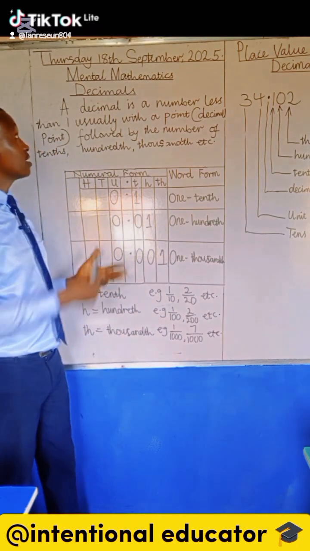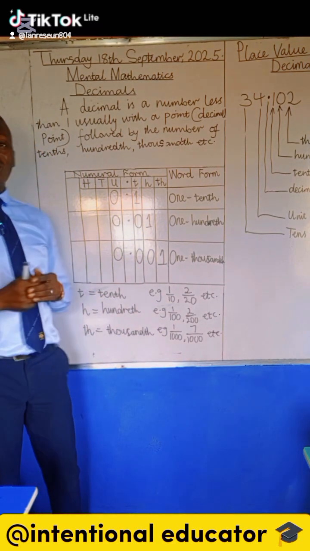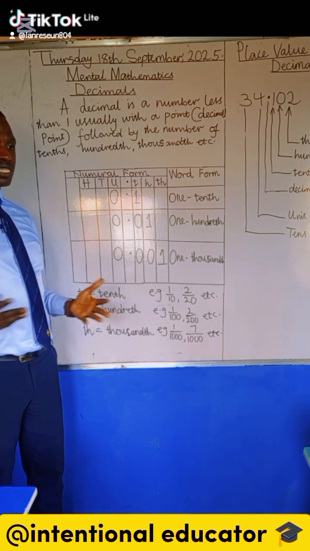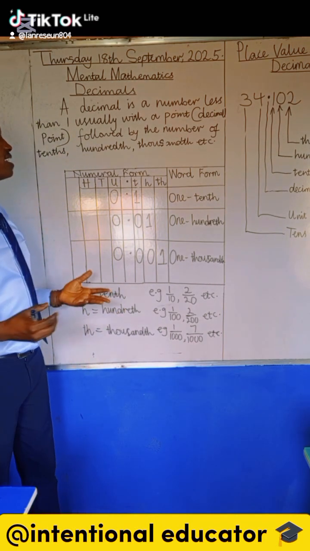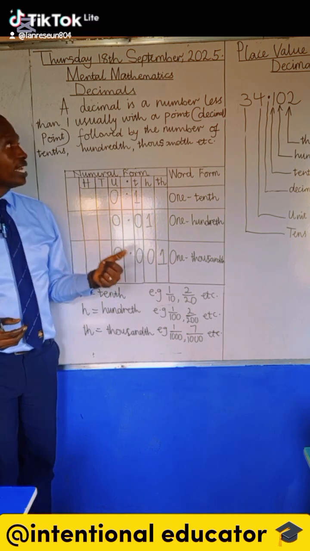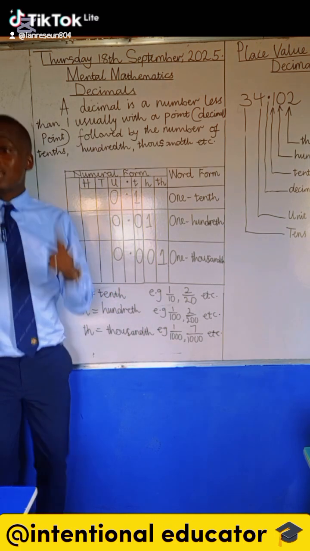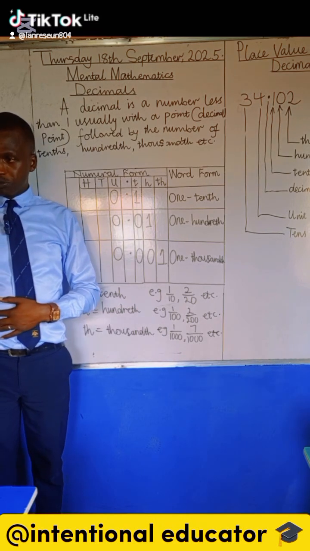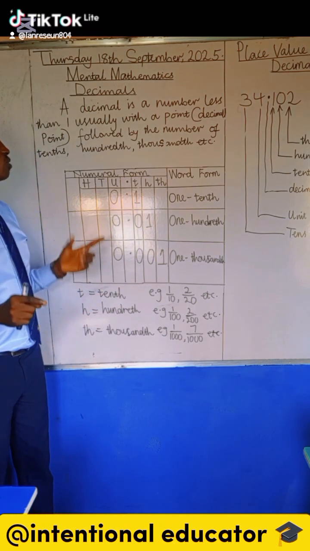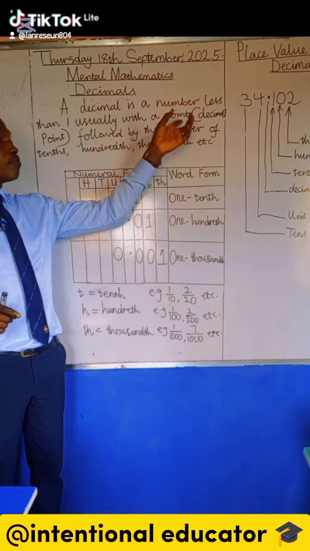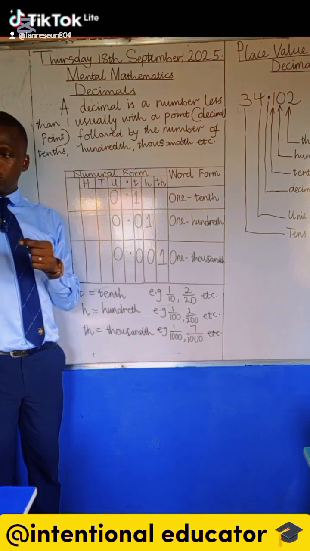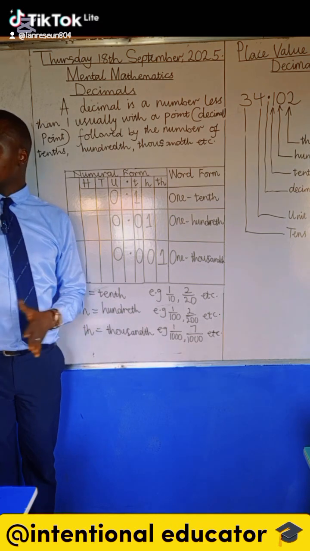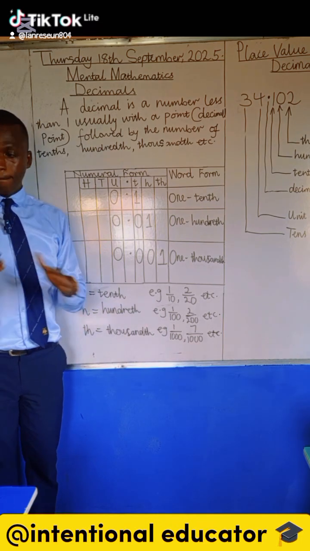So today we are looking at place values of decimals. Now we need to get to know this. What do we mean by decimals? A decimal is a number that is less than one. That is, it is not up to one. Then we say it usually has a point. For example, if you look at this number now, it has a point. Automatically, that is a decimal.